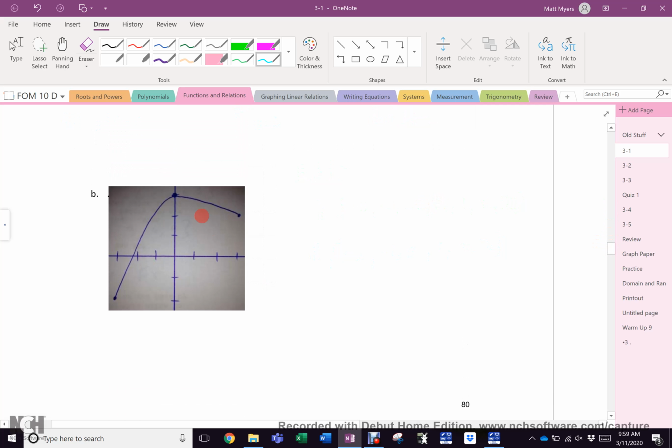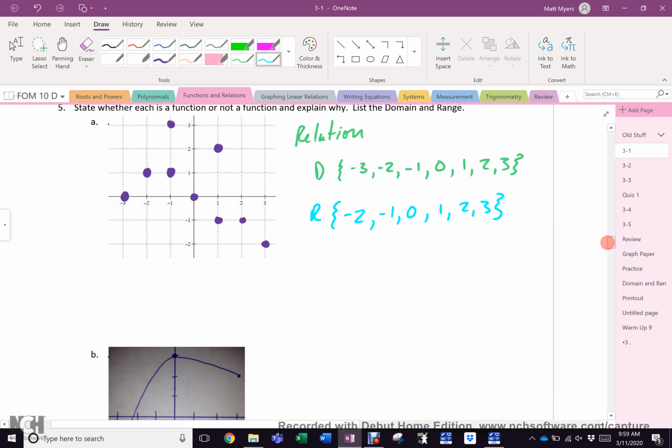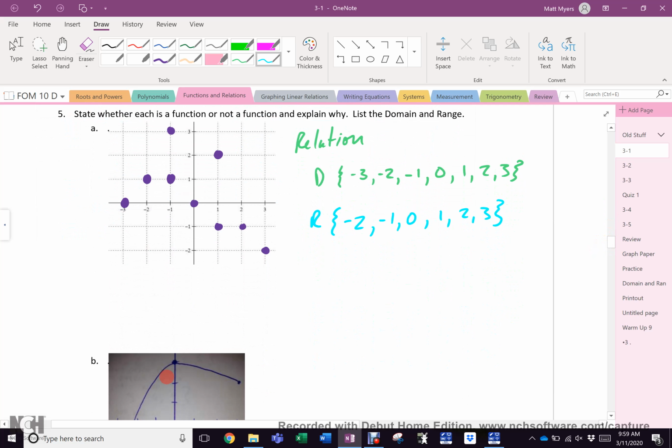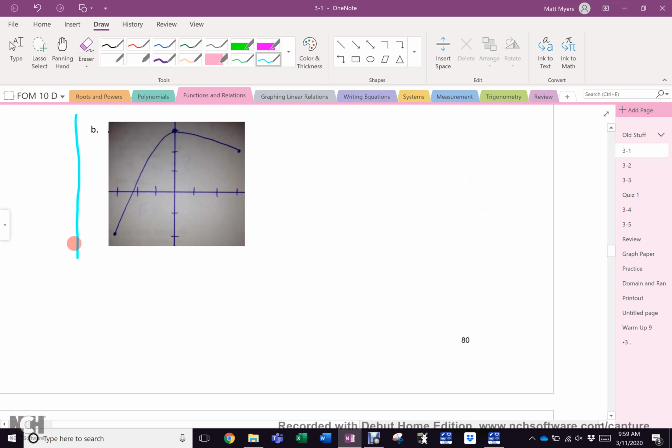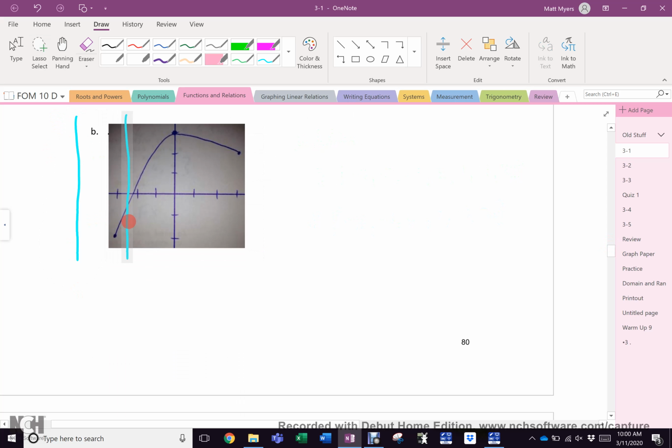Is this a graph? Can I see the top? Is the next thing down a graph? Yeah. So can we apply the vertical line test to it? So let's do so. There's my vertical line. How many times does it hit the dark blue line? Once. So is it a function? Yes. Excellent. So we have a function.